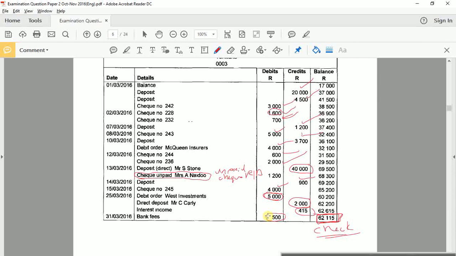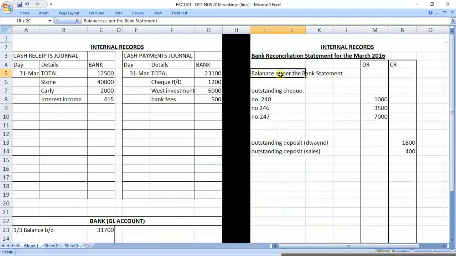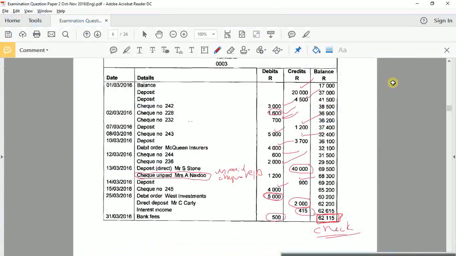62,115. Do you agree? Yes. Can you change that? No. Why not? Because it's the bank statement. Okay, so there's your balance as per the bank statement. Can I change it? No, I can't.